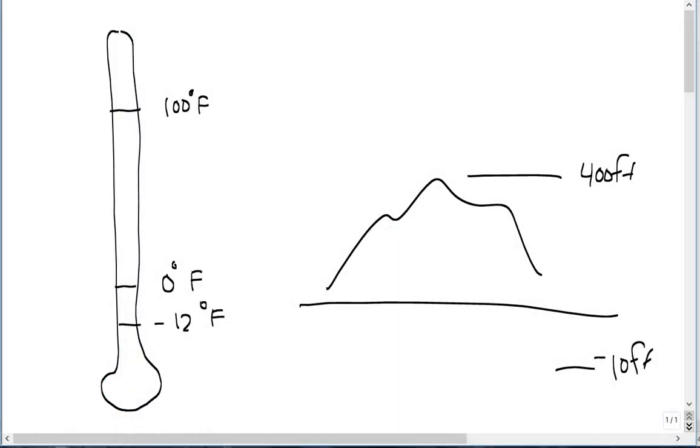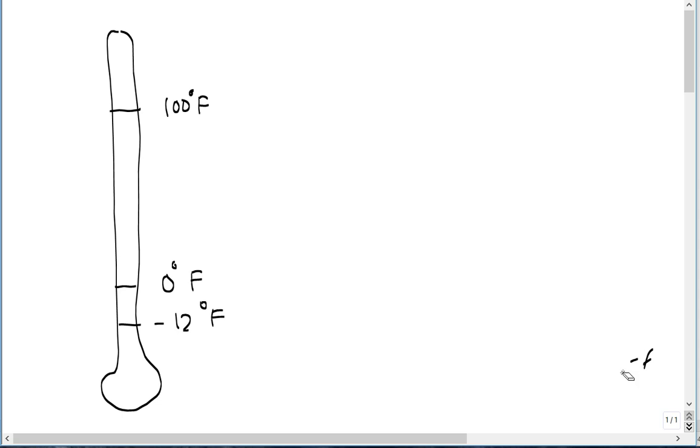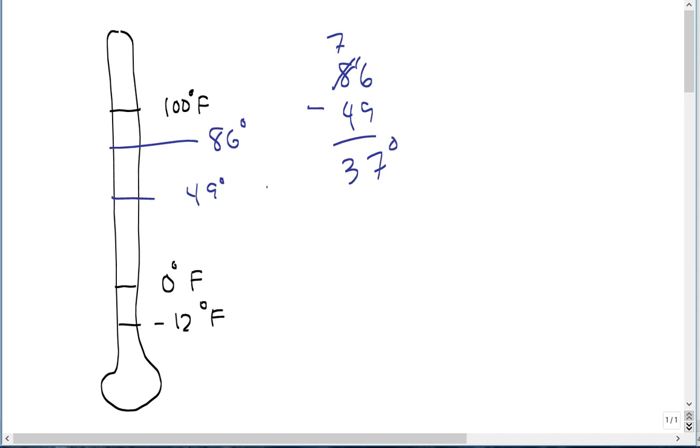Okay. The next thing that gets a little bit tricky is when you subtract negative numbers. So if someone says, hey, what's the difference between 86 degrees and 49 degrees? You'd say, well, the difference is 86 minus 49 is, darn it, 37 degrees. So this is a range of 37 degrees. You subtract to find the amount between two amounts.